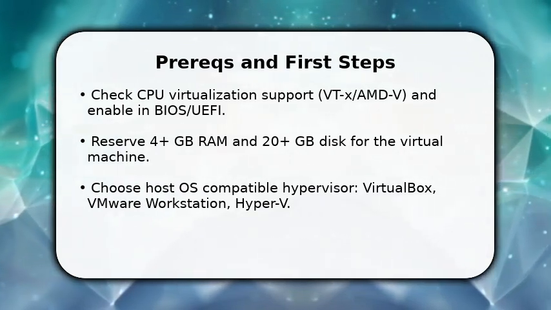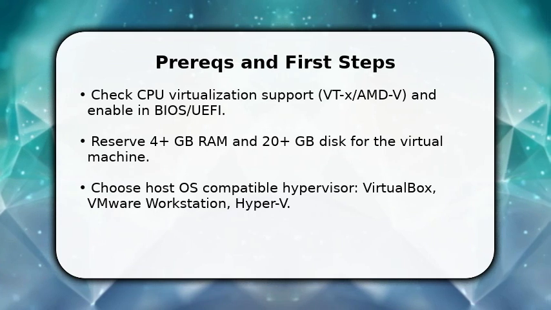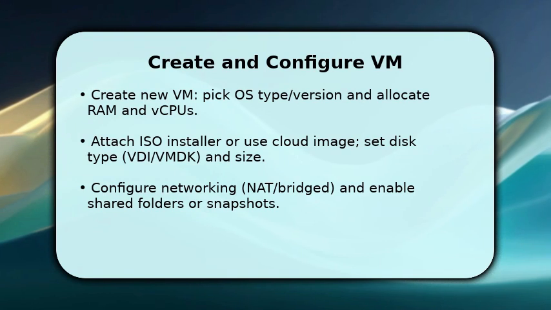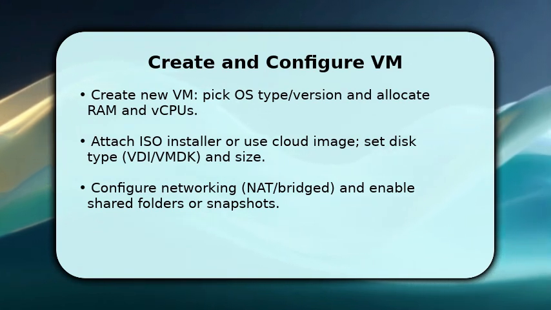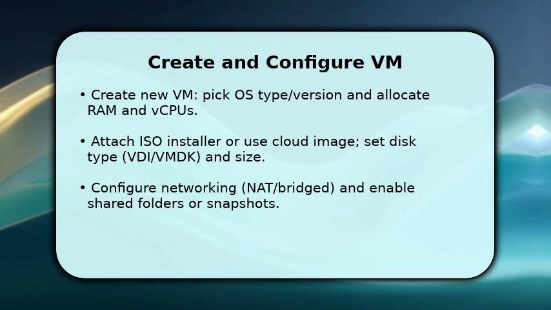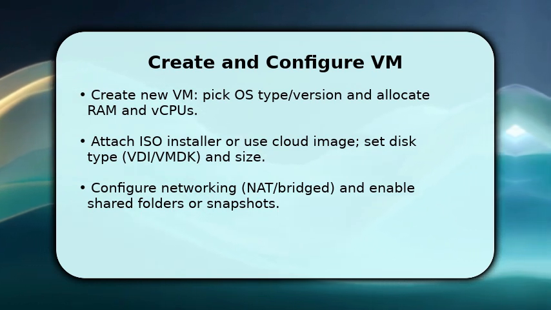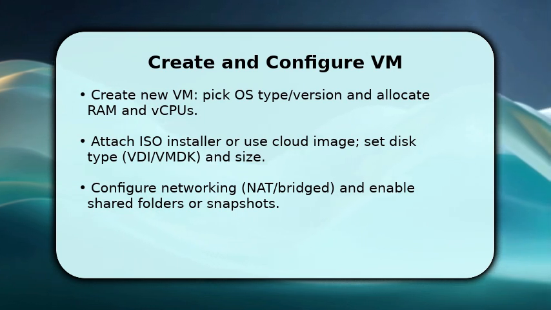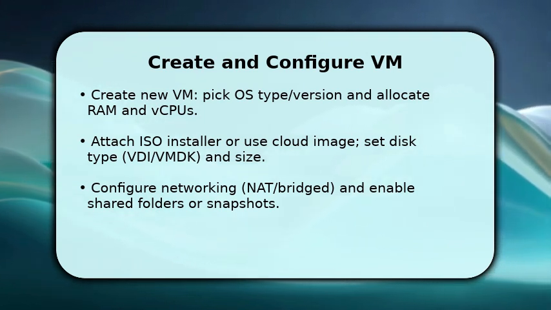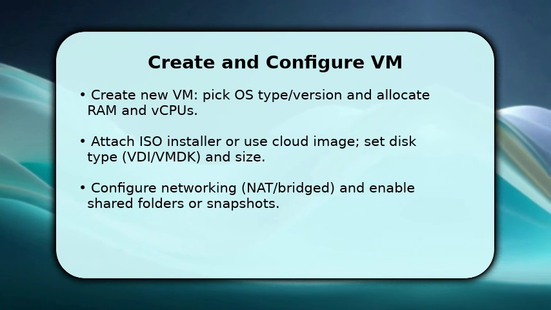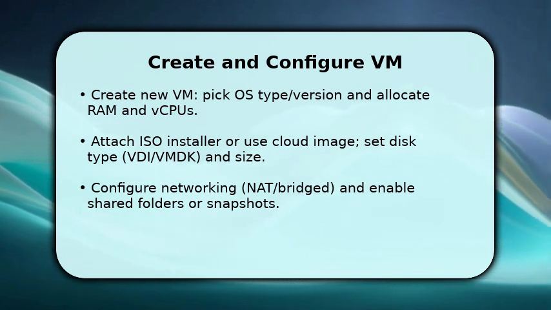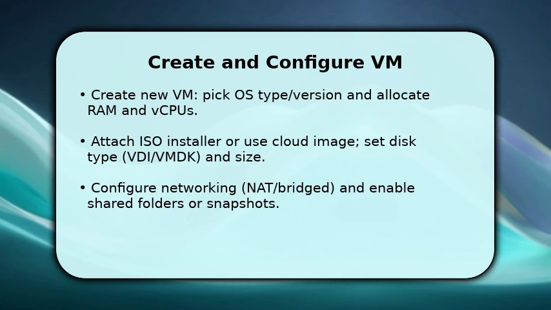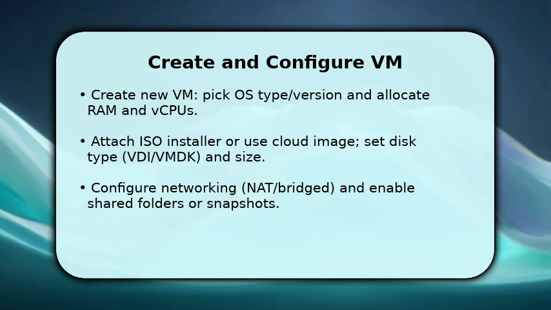You now create the VM, set the OS type, give it 2+ vCPUs and the RAM you reserved, and create a virtual disk. Attach the OS ISO or cloud image to the virtual optical drive so the VM can boot the installer. Configure networking: NAT for safe internet, bridged for LAN visibility, and enable shared folders if you need host file access. Also set up snapshots or checkpoints so you can revert changes. This prevents data loss during risky installs or updates.